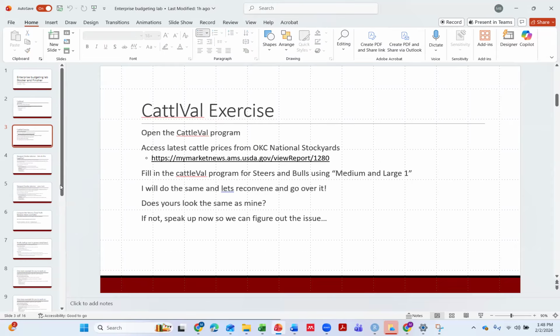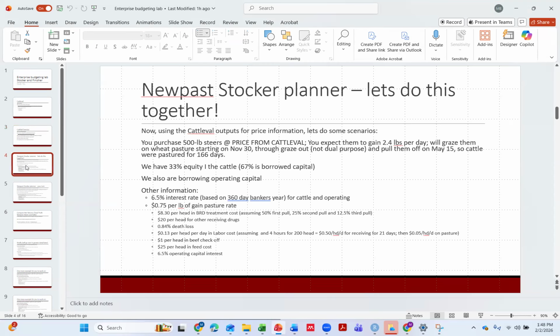Okay. So now we're going to look at the new pass stalker planner and we're going to go through two different scenarios. Okay. We're going to say first, in this first one, we're going to buy 500-pound steers and we're going to use this price that was generated from the cattle val program. Okay. And then the rest of this data is based off that Beck 2025 paper. So the steers gain 2.4 pounds per day. We're going to graze them on winter wheat.